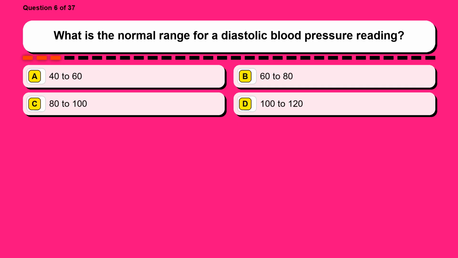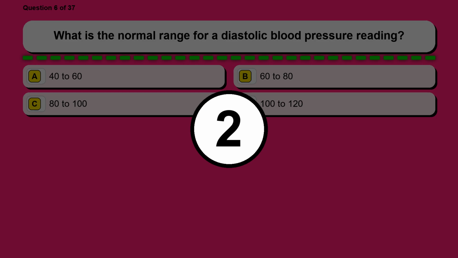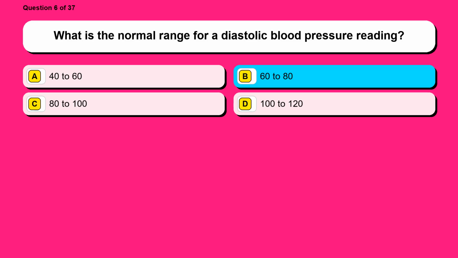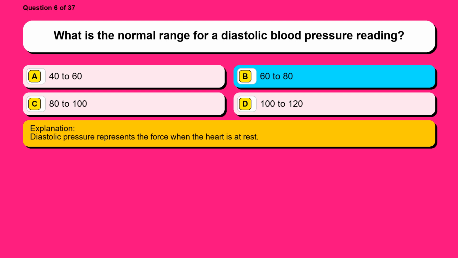Question 6. What is the normal range for a diastolic blood pressure reading? Option A, 40 to 60. Option B, 60 to 80. Option C, 80 to 100. Option D, 100 to 120. The correct answer is option B, 60 to 80. Diastolic pressure represents the force when the heart is at rest.